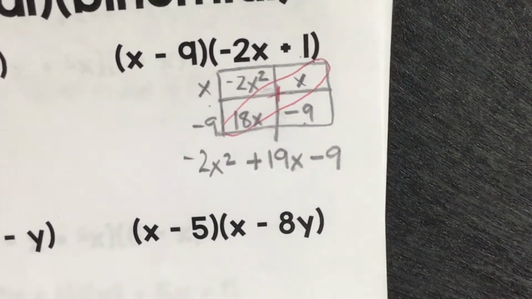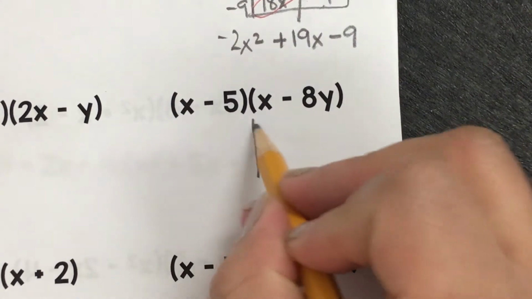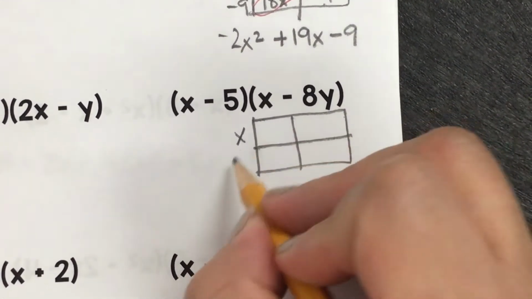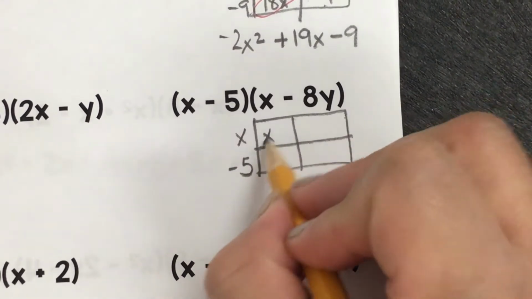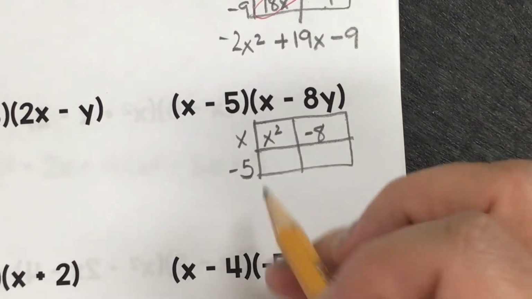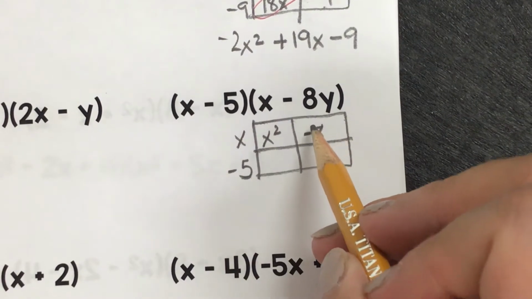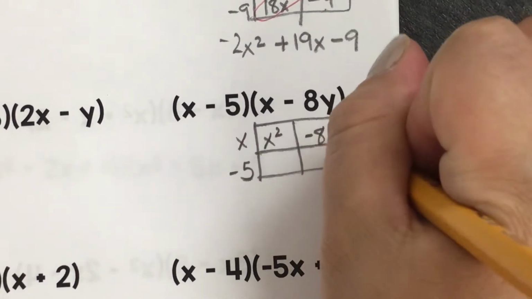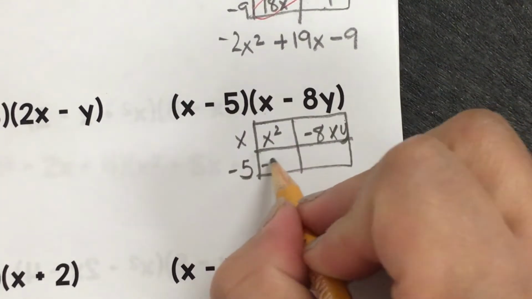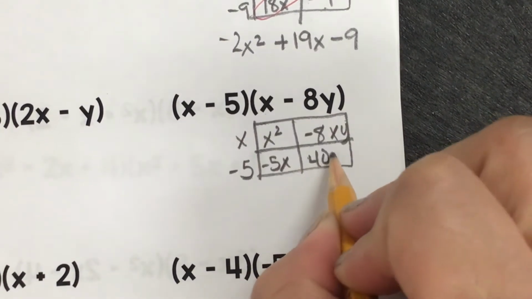So it's very similar. Be careful when you have different letters. We're still going to make a box and cut it in half for the terms on the first parentheses. This became x squared. This is negative. And we try to write them in alphabetical order. So this would be xy. You can write it yx, but it just helps to keep things consistent. And then this one would be negative 5x. And then this one would be a positive 40y.